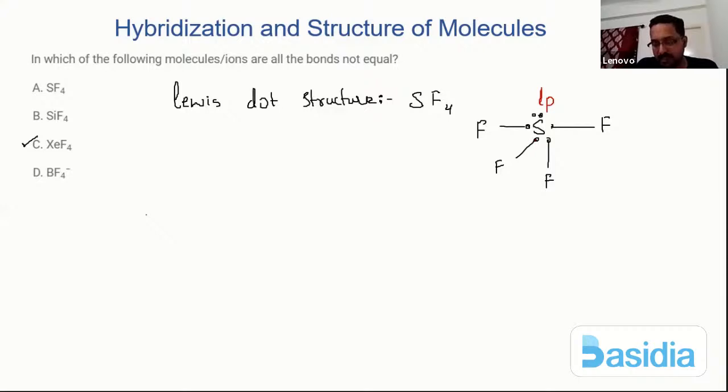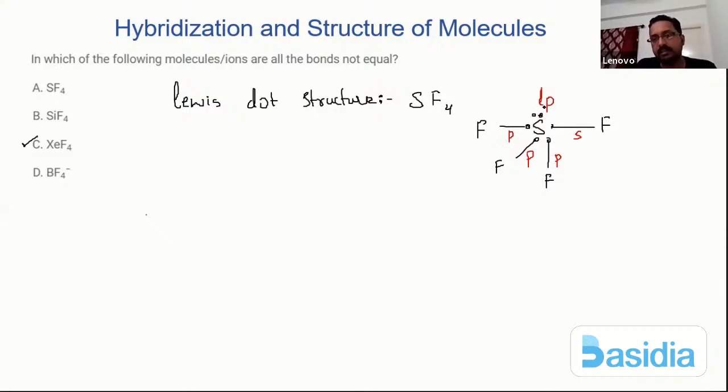So what should be the hybridization? That answer I also want. Be quick. What should be the hybridization of this particular molecule? Let me say here it is S, and here it is P, and here it is P, and here it is P, and again you have a lone pair of electrons here, correct?